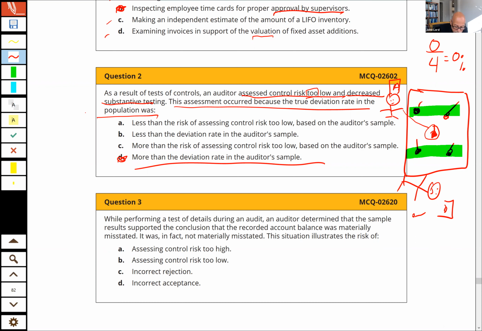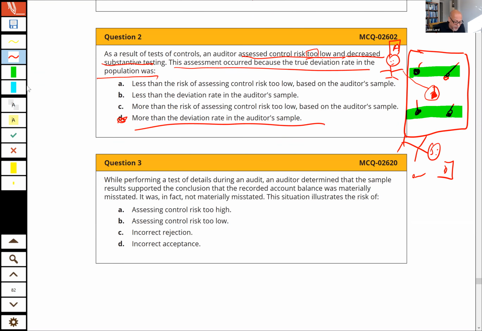Less than the risk of assessing control risk too low. Some of these answers sound like a drunk auditor. Why did you do that? Well, because the assessment occurred because the true deviation rate in the population was less than the risk of assessing control risk too low based on the sample size. If I was a police officer, I'd say, turn around, sir. We're going to take you away if you start talking like that.